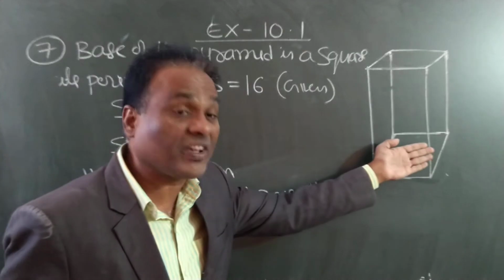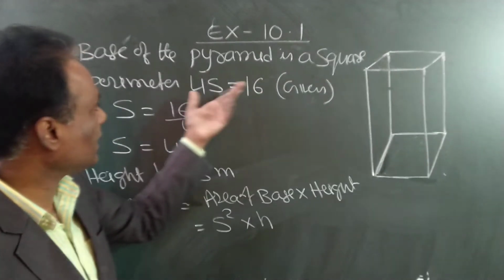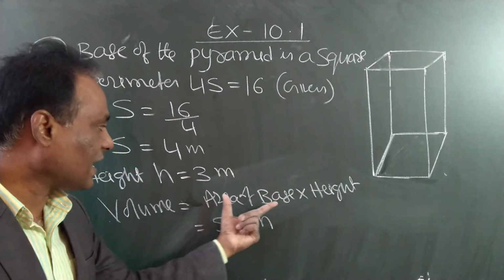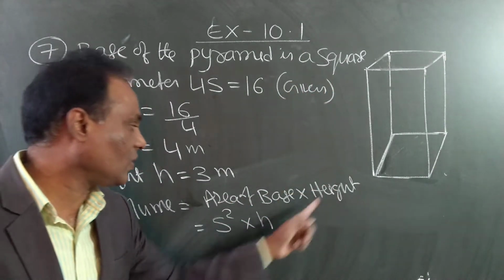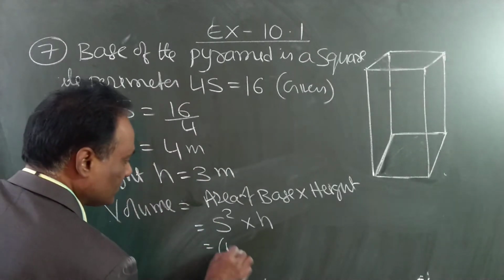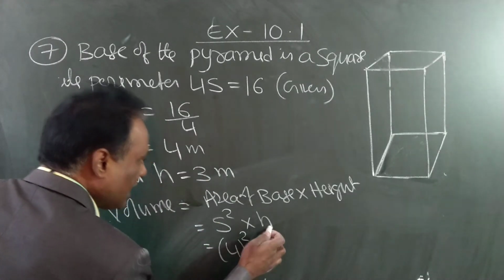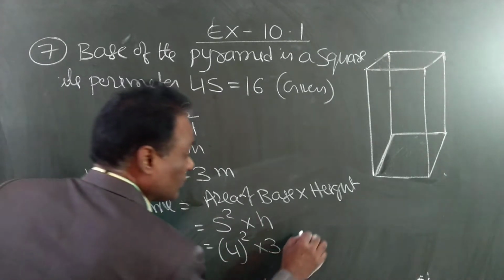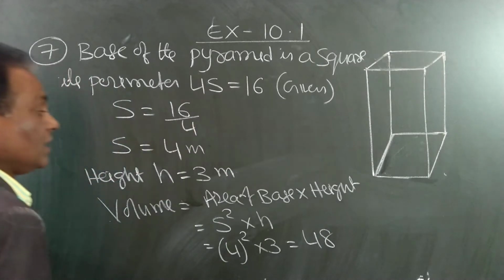Base is in the form of a square. So already we decided that base of the pyramid is a square. So what is the area of square? Side square into height. H is already we got 4. Height is 3. 4 square is 16. 16 into 3 is 48.